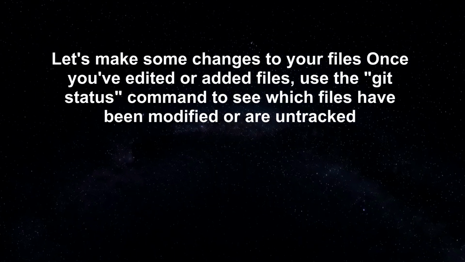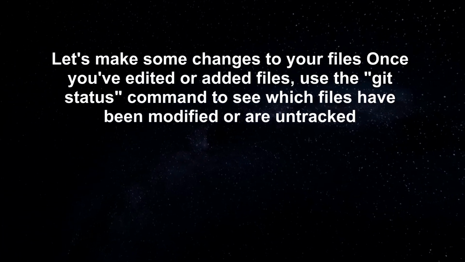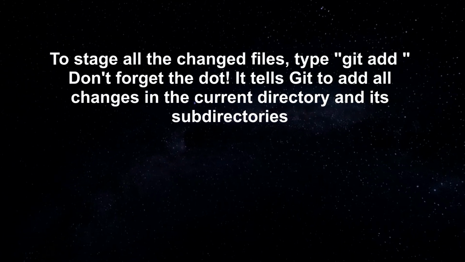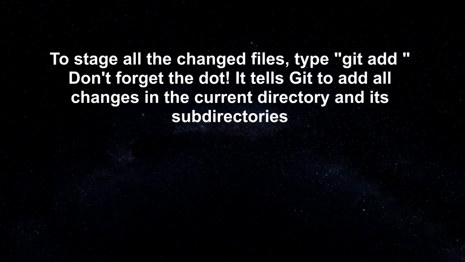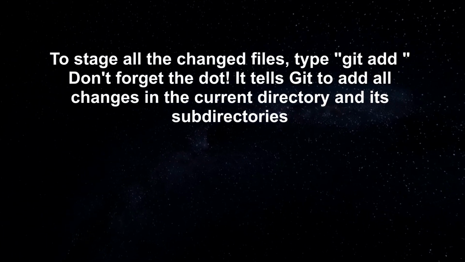Once you've edited or added files, use the git status command to see which files have been modified or are untracked. To stage all the changed files, type git add and don't forget the dot. It tells Git to add all changes in the current directory and its subdirectories.